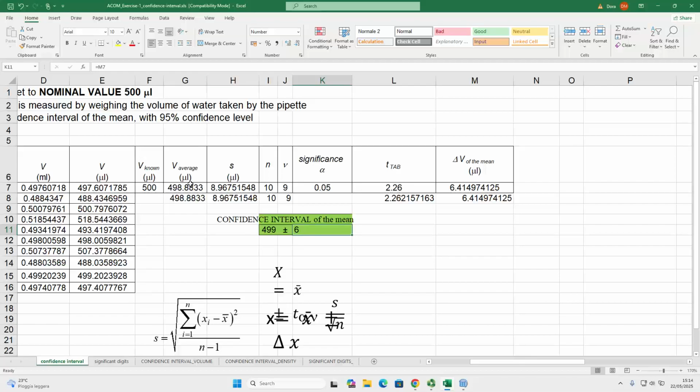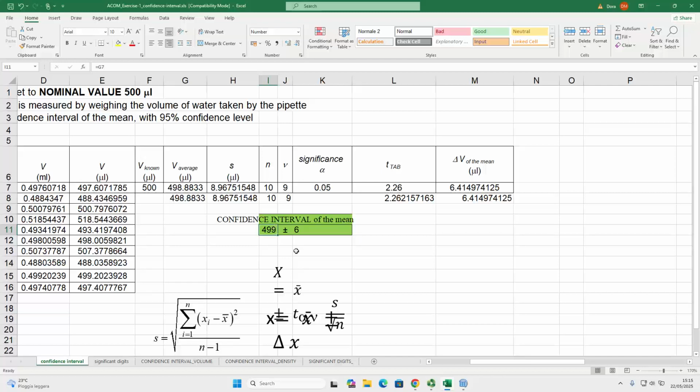But if you look at the average volume that is calculated in G7, you see we have 499 units, and then we have decimals of microliters. If the error is falling on the units, the following digits do not make sense. So the correct format of the final result is visualizing in the average value only the digits which have order of magnitude equal with respect to the error or higher. This is the definition of significant digits.